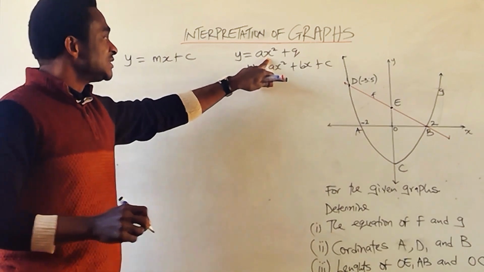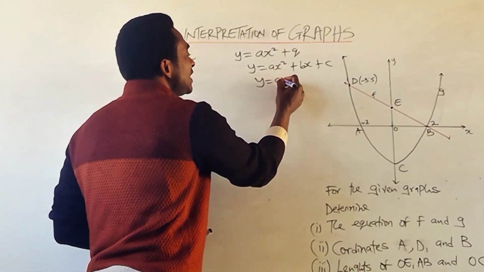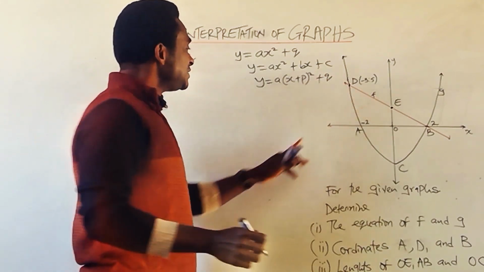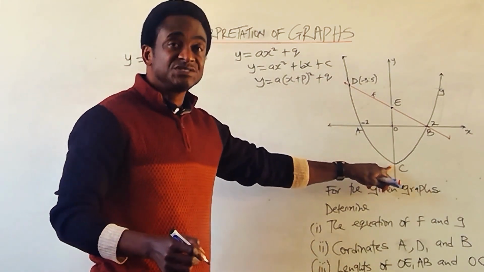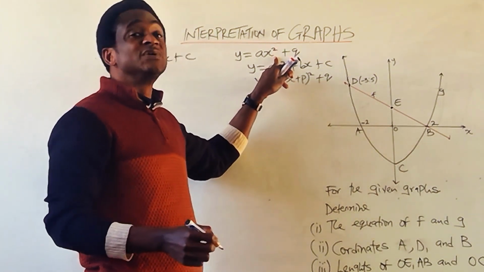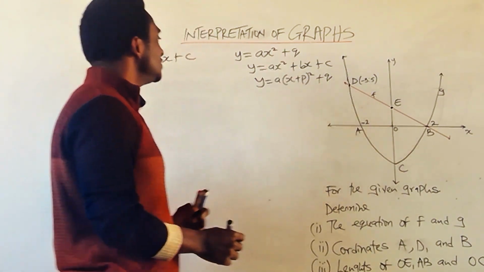Why did I use this instead of using the format a into x plus p squared plus q? If I check here, my turning point is at 0. So there's no need for a p here. That's why I opted for the first one. Now let's go through this.